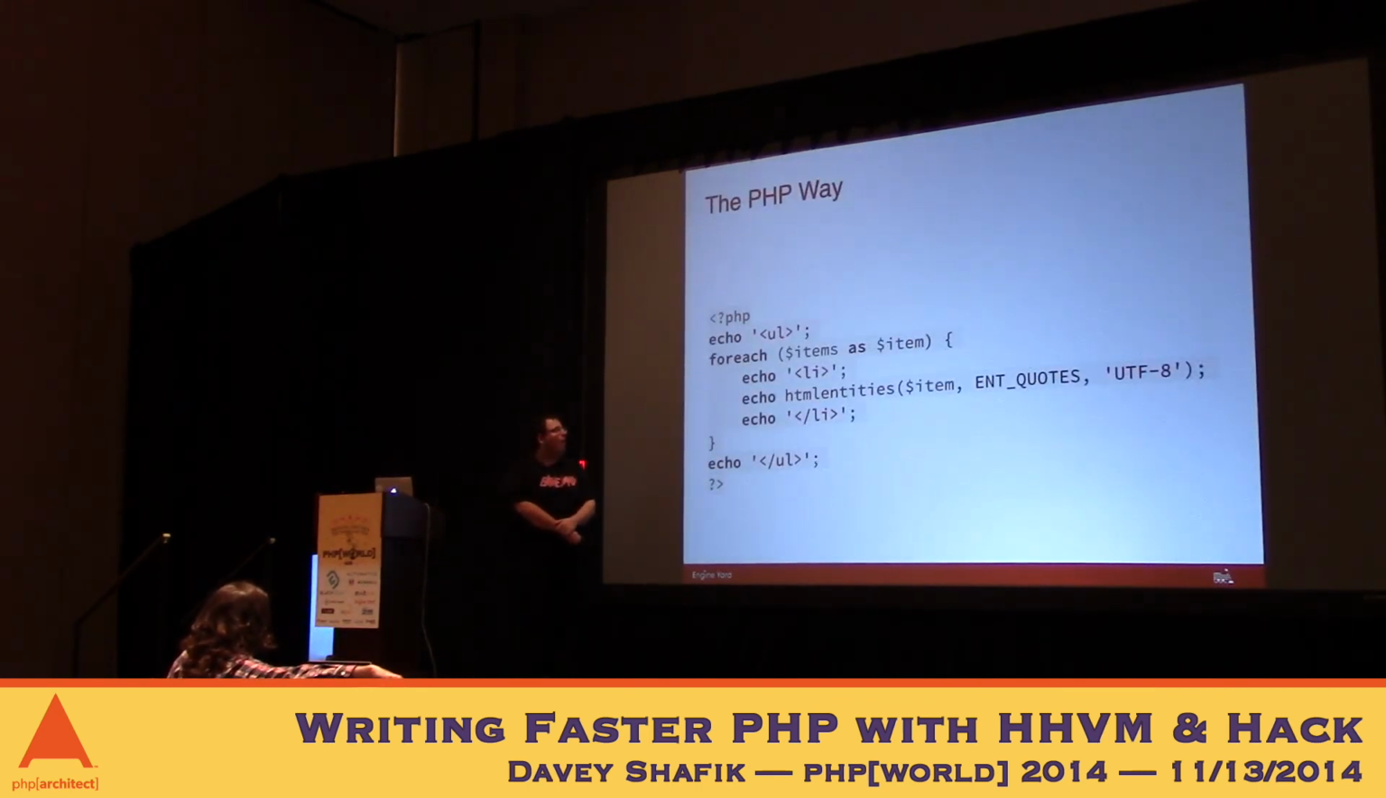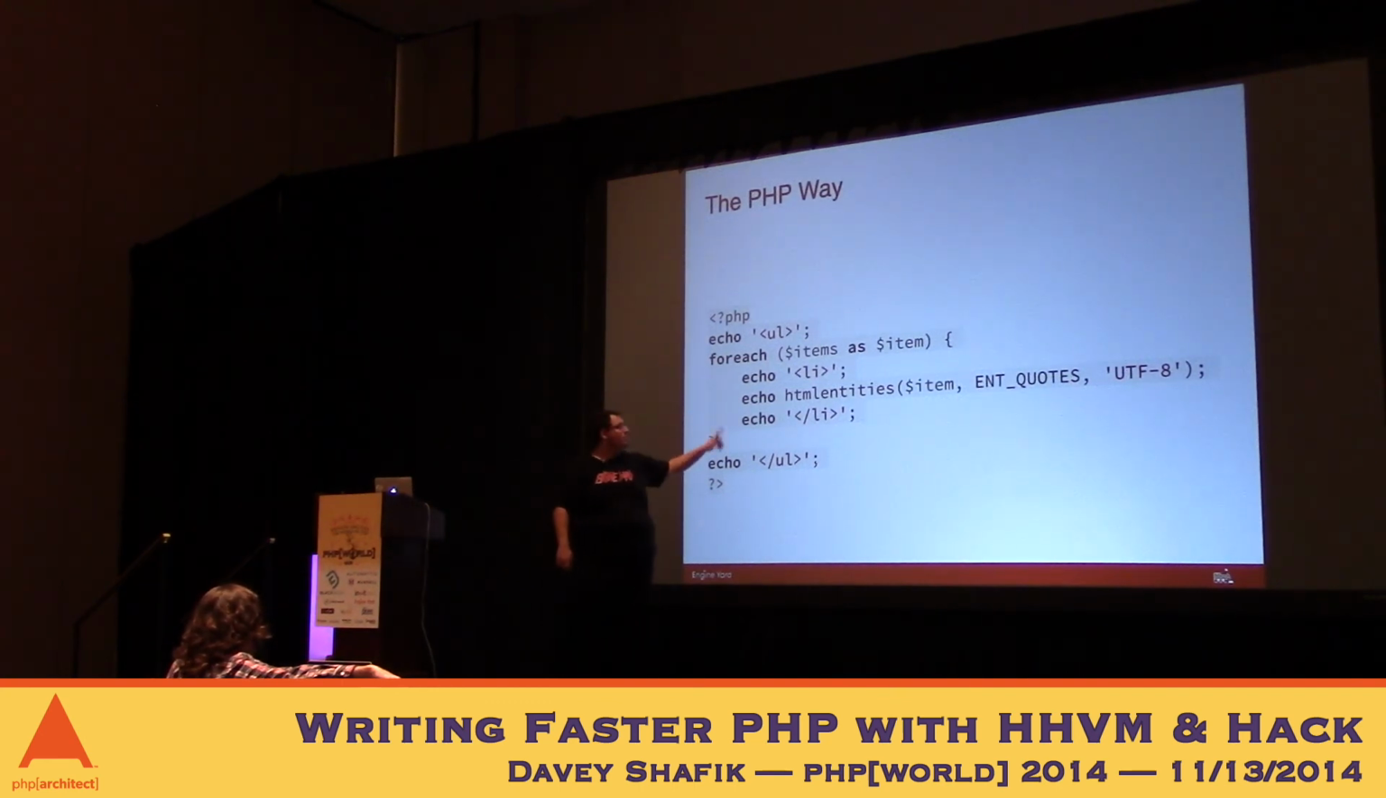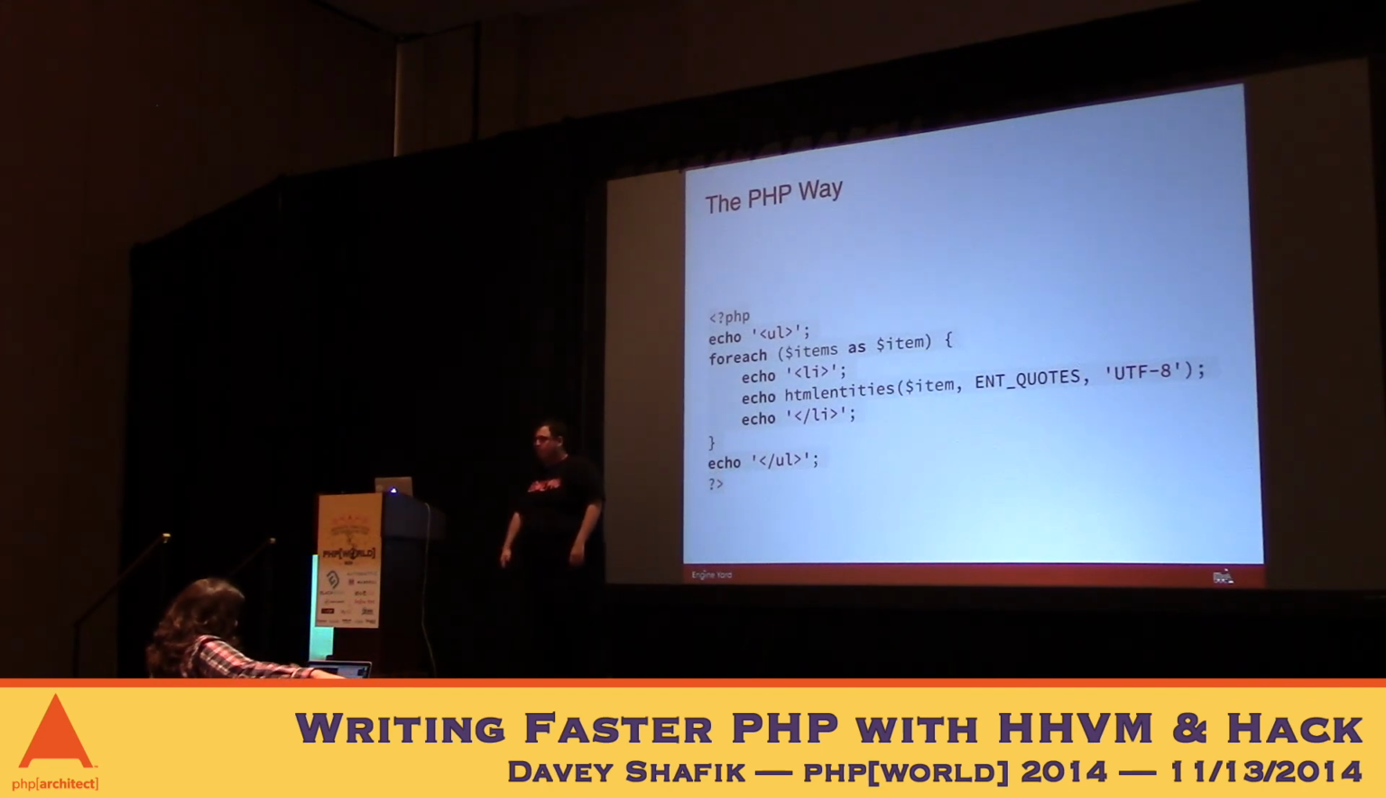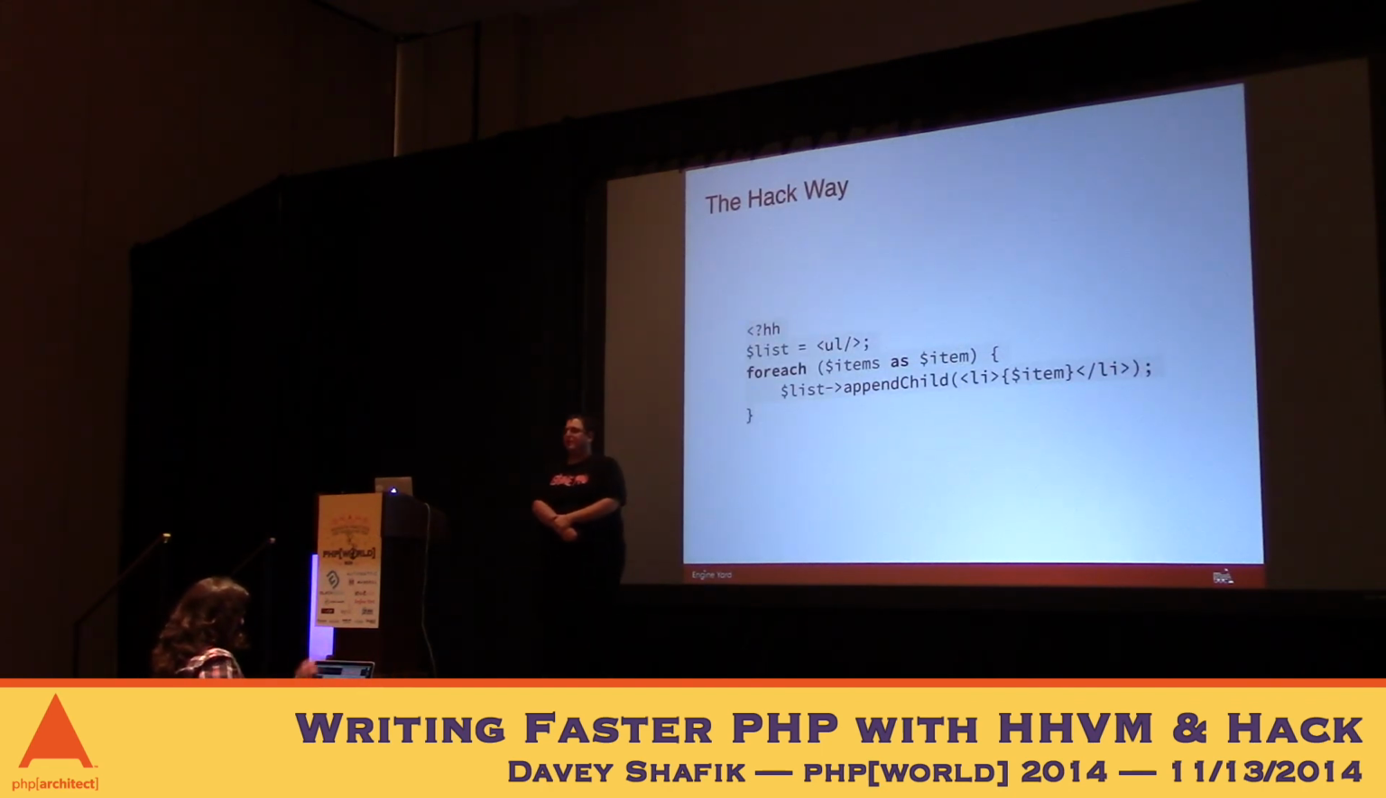So let's look at why this is better. Echo UL, this is PHP, right? For each items as item, echo the list item. HTML entities, you've got to deal with the quotes and character sets. Echo out that, close the list item, and then close the UL. That goes down to this little thing right here.